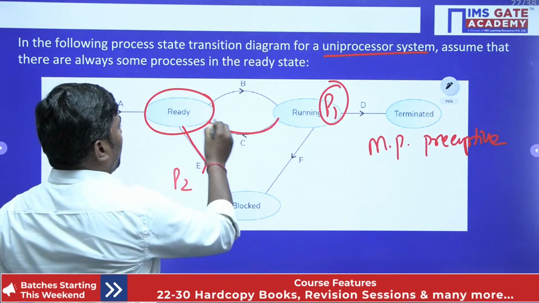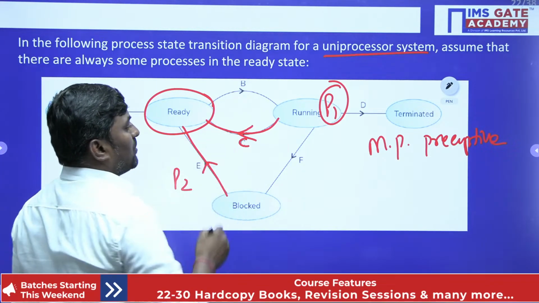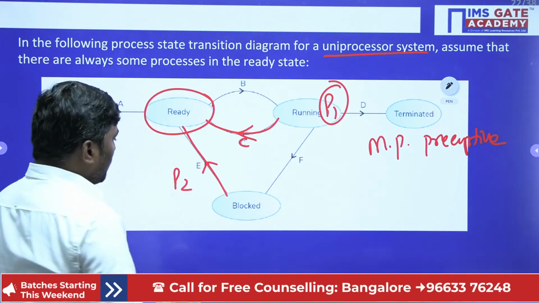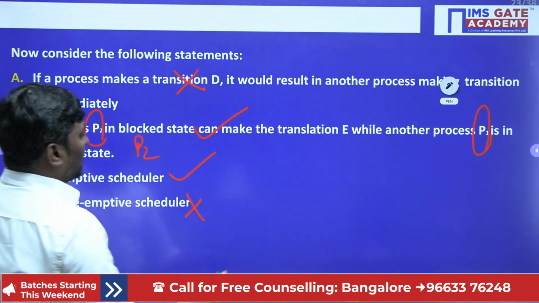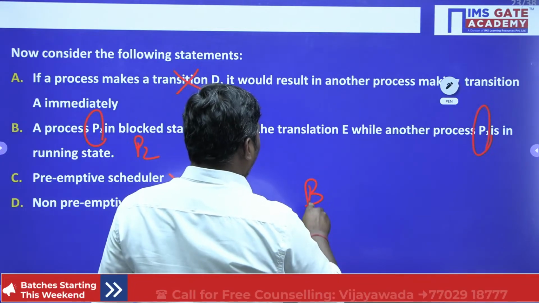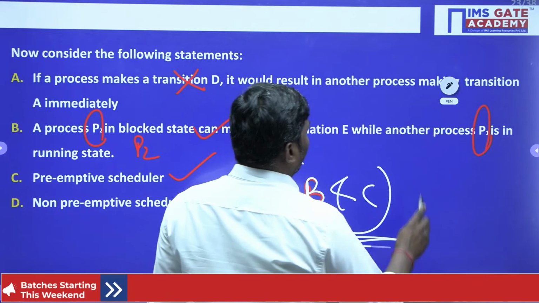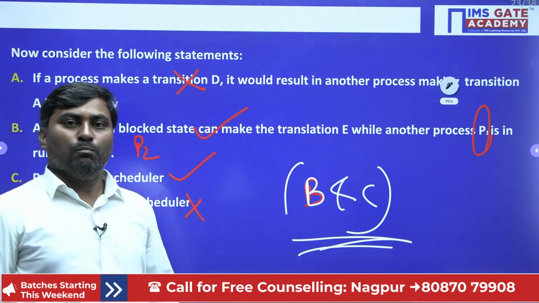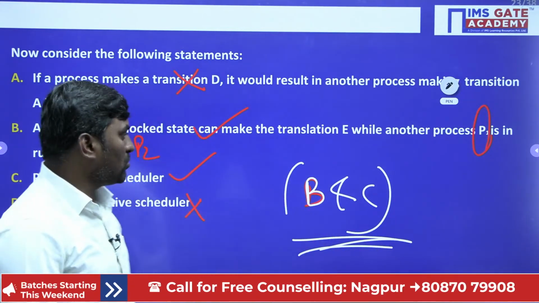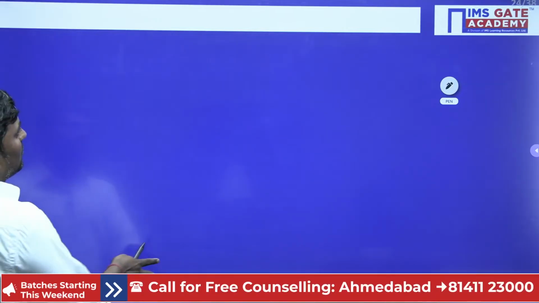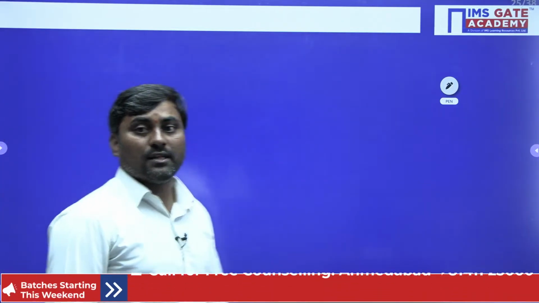See, the transition is present from running to ready, an indication of preemption. So now what can I say: options B and C both are right. It is an MSQ type question. Both are right. So we can answer like this. I hope you understand the things.